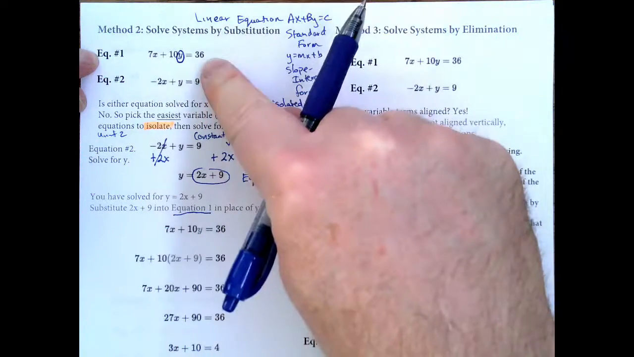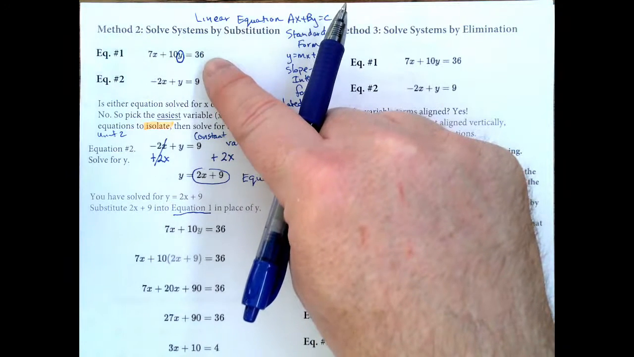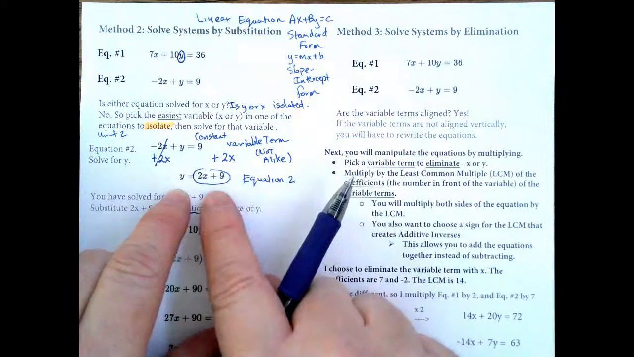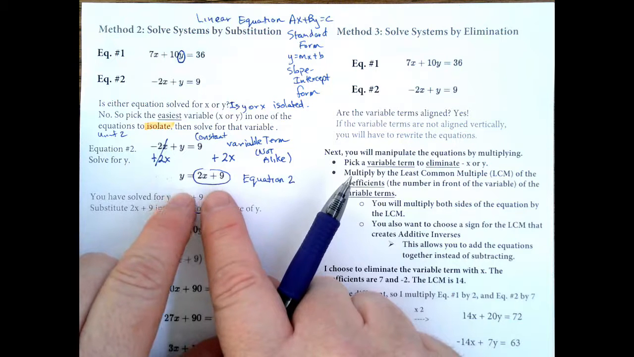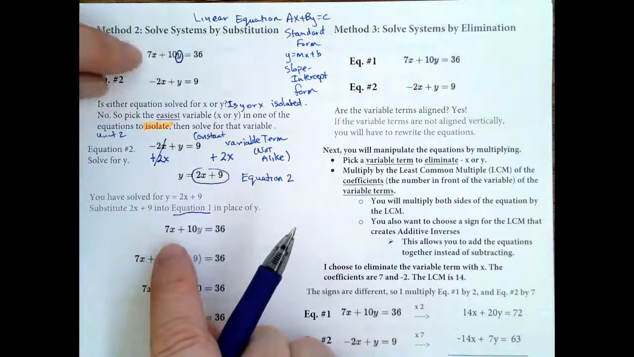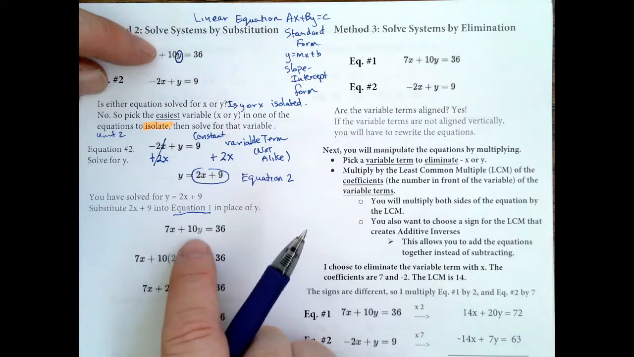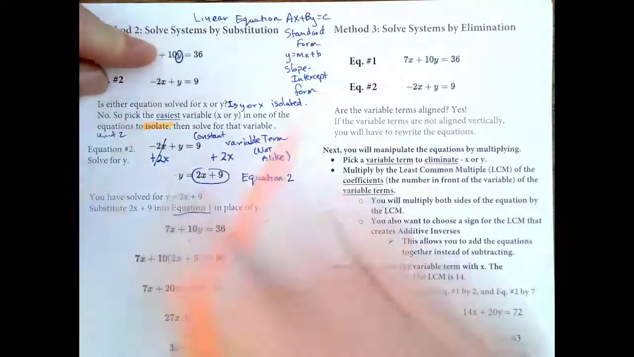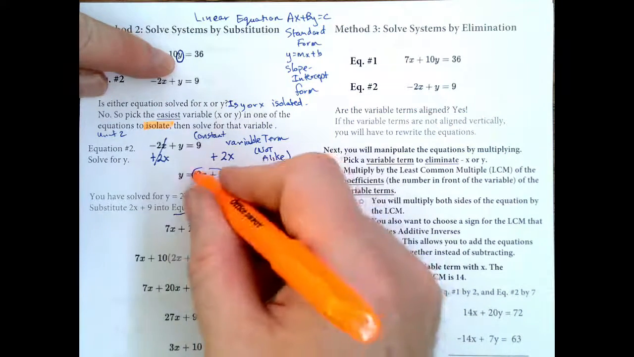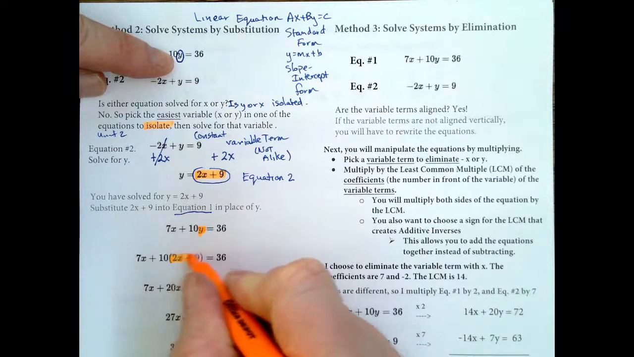Equals 36. The reason I want to do that is because I have a value of y in terms of x. I can't solve for two different variables, but if I can make it all one variable, then I can solve. So I have equation 1 down here, 7x plus 10y equals 36, and you can see that I'm going to replace y in equation 1 with this thing, 2x plus 9. And that's what you see right here, 2x plus 9.